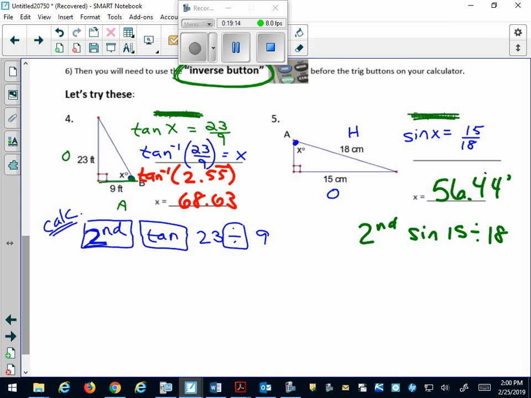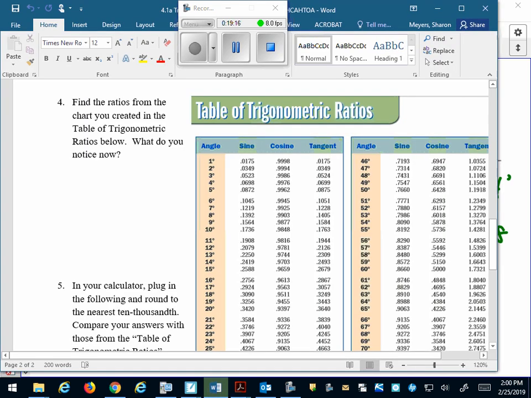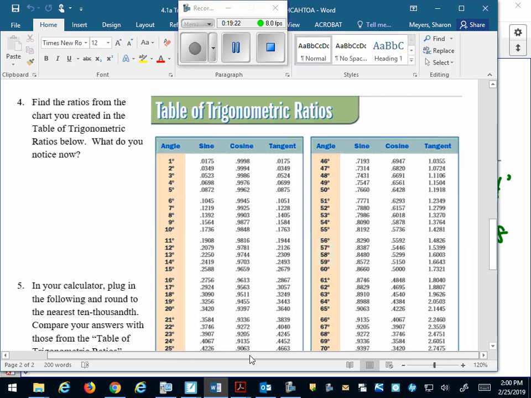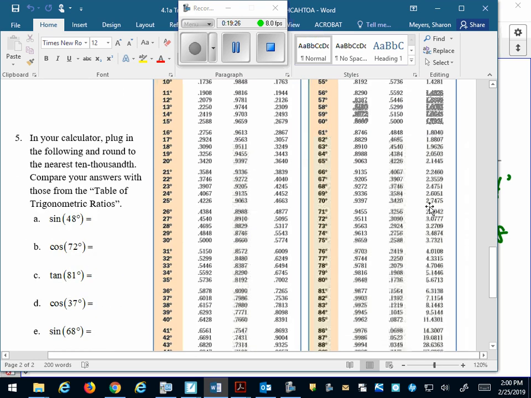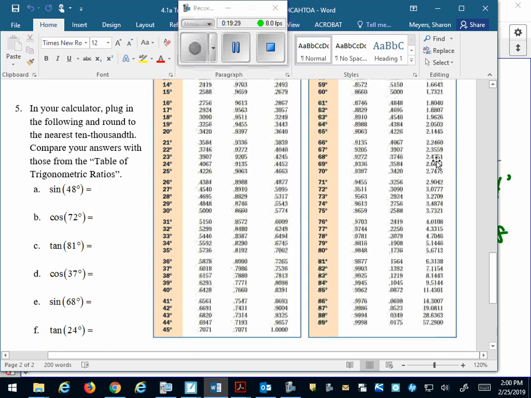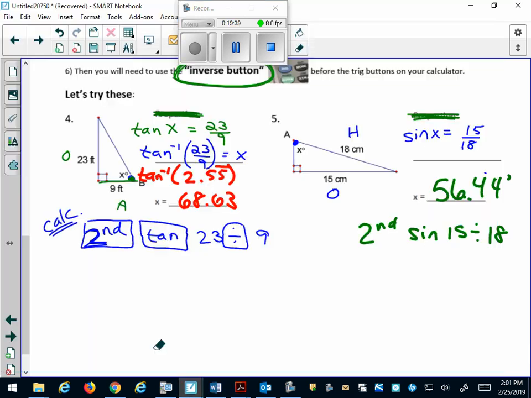Well, I go back to my chart, and the tangent ratios are the ones in the third column, right? This is all 1 point something, 1 point something, 2, oh, here we go, 2.4, 2.6, so 2.55 is somewhere between 68 and 69 degrees. And that's how I would do it. And so what did we get? We got 68.63 degrees, right?